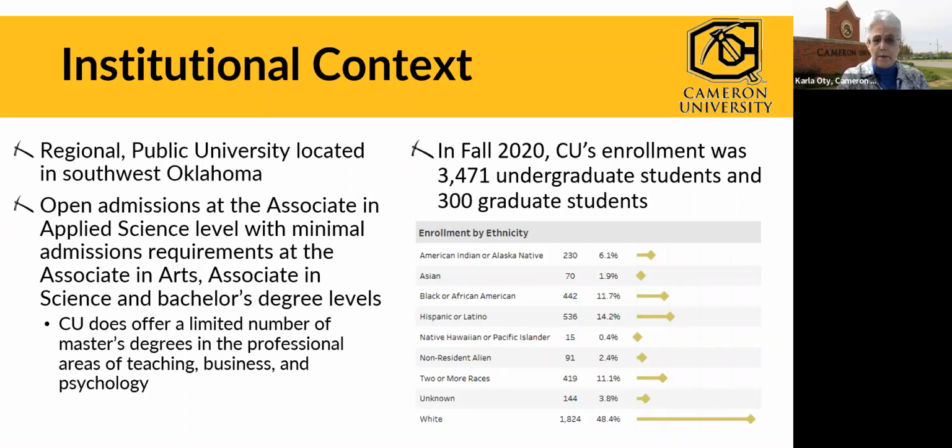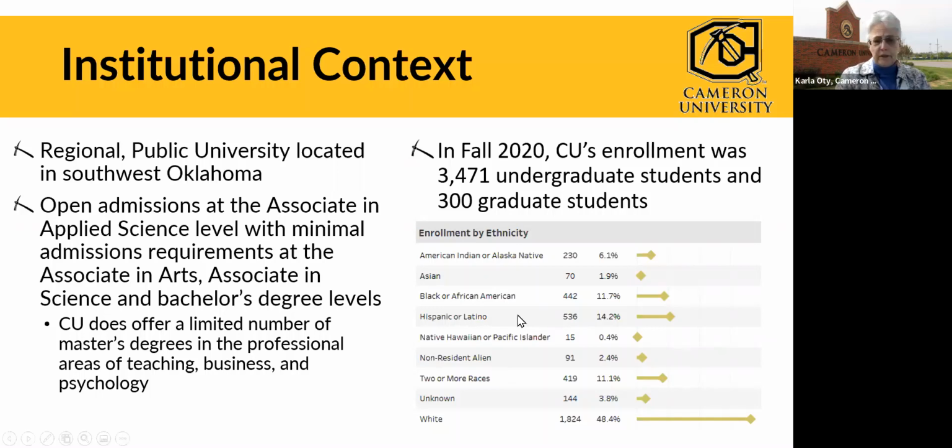And then here's a little bit about Cameron University. So we're a regional public university in Southwest Oklahoma. We are open admissions at the associate level. We have bachelor's degree and a minimum number of graduate professional programs. We just finalized our fall 2021 numbers this morning, so you have our fall 2020 numbers, but about 3,400 undergraduates, 300 graduate students. You can see we're fairly racially diverse. Roughly 50% of our students identify as white and 50% identify as something else.